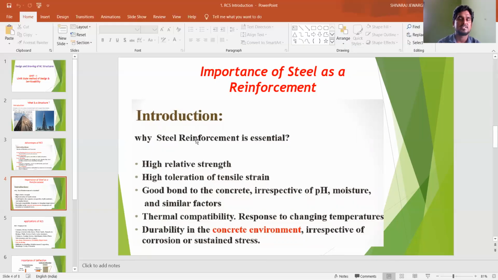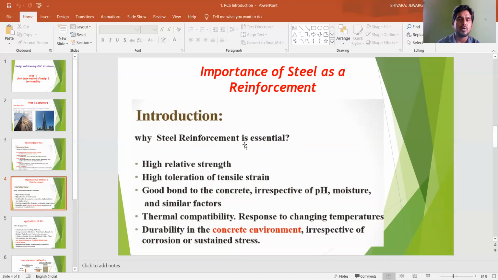As we know, since steel is embedded in the concrete, it has very high relative strength, high tolerance of tensile strain, and very good bond to the concrete, irrespective of pH or moisture and similar factors. Steel also has very good thermal compatibility, and it shows very good response to changing temperatures. And steel has very good durability in the concrete environment, irrespective of corrosion.